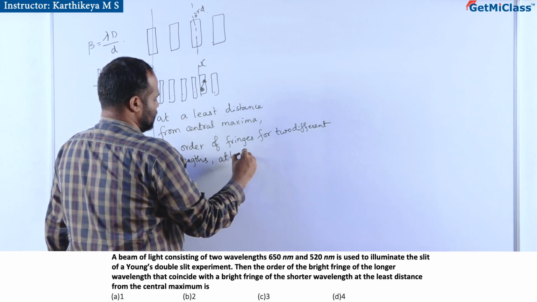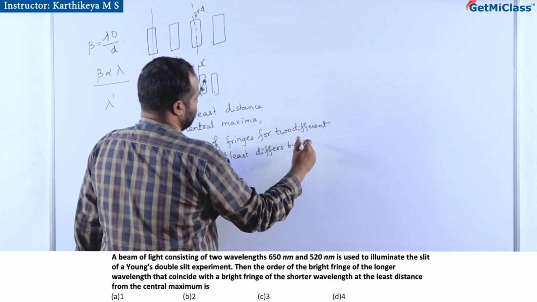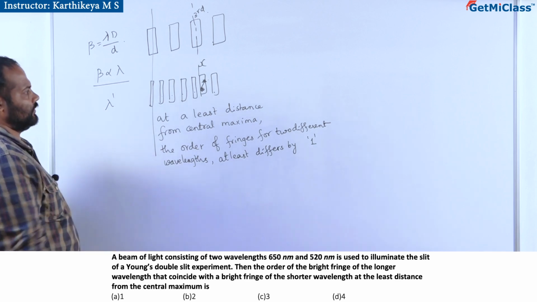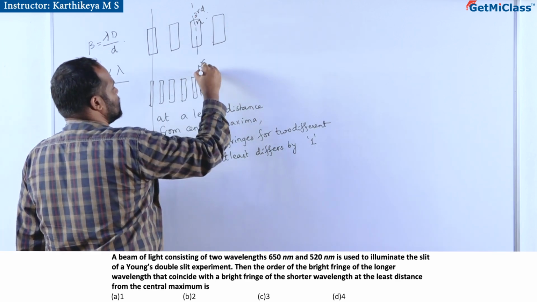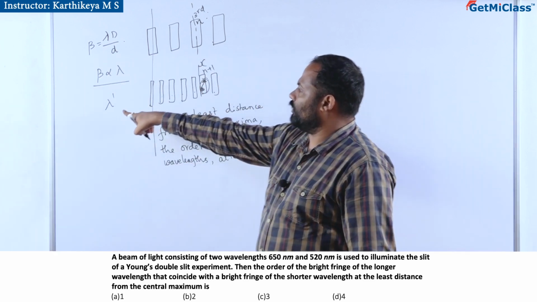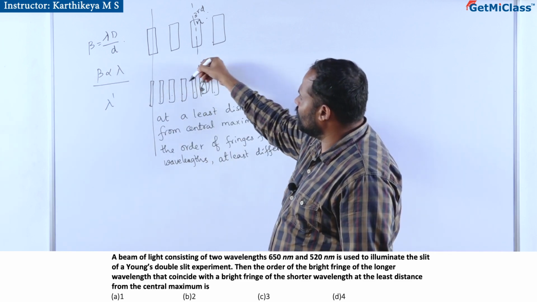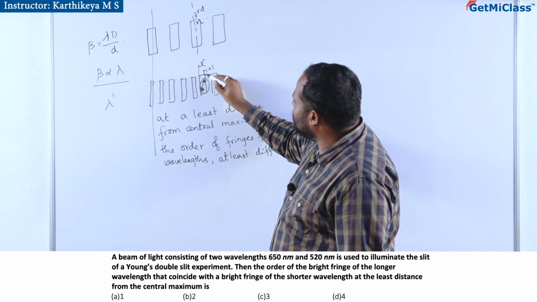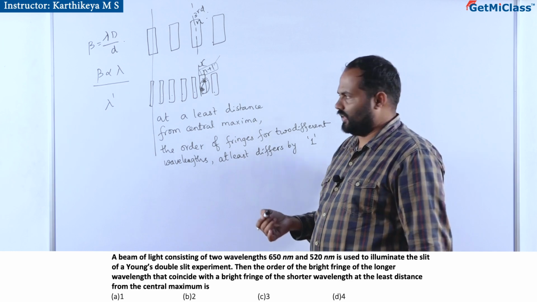at least differs by order 1. So if this is the nth order, at least it must differ by the n plus 1th order. Lesser the wavelength, lesser the fringe width, but more number of fringes are formed. So that more number should be at least more by 1, if not more than 1.